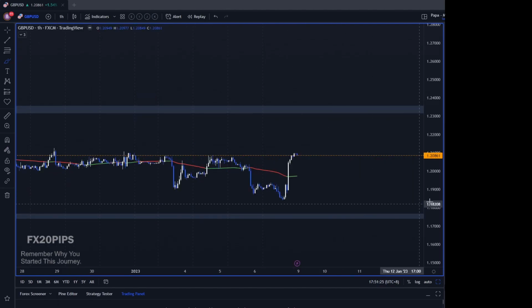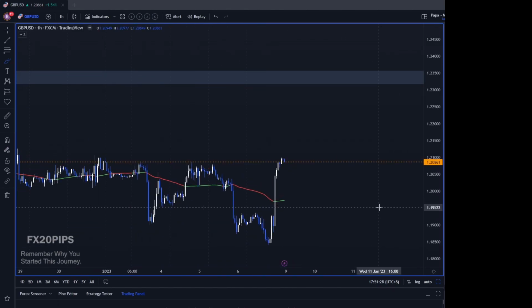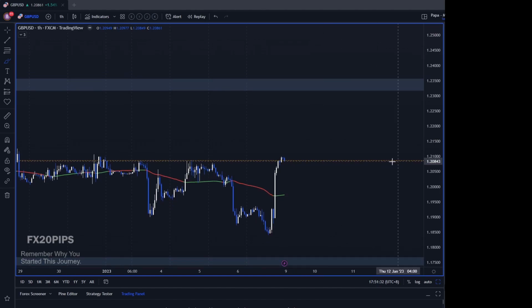We go to 1 hour. How do I enter from here if I want to go bullish? What I need to see is the price coming down, because price has risen too fast, so there'll be profit taking.